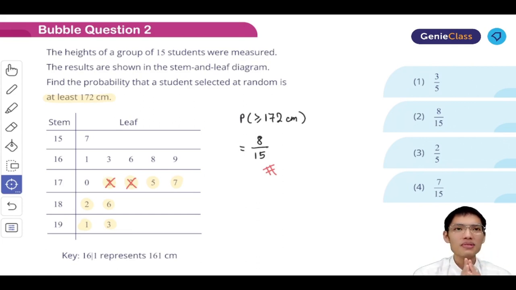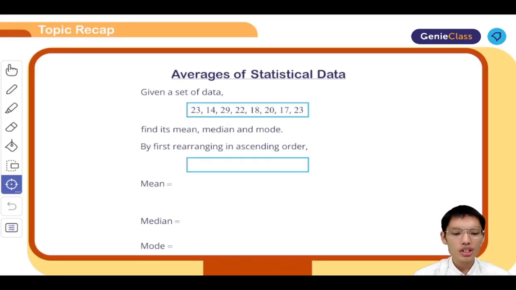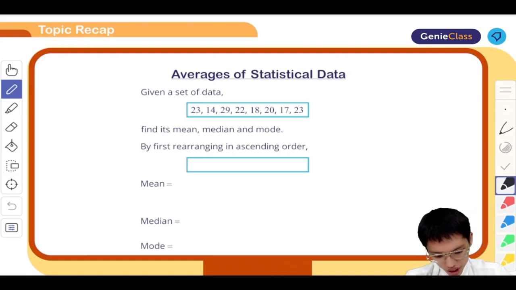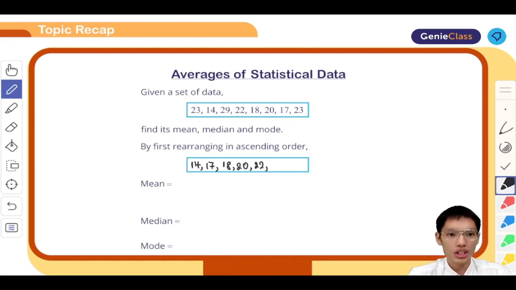So statistical diagrams, depending on the questions, can mix with probability and percentages, but most importantly, how you read them. Moving further, averages of statistical data. How do we recall calculating the mean, median, and mode? First things first, to make things easier, we rearrange it in ascending order. So rearranging it, we get 14, 17, 18, 20, 22. I'm just rearranging it.